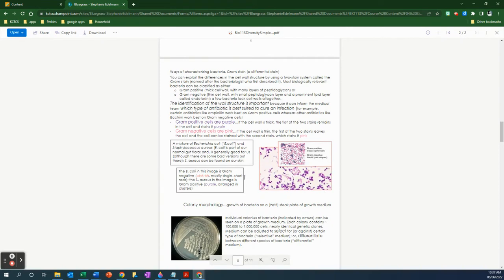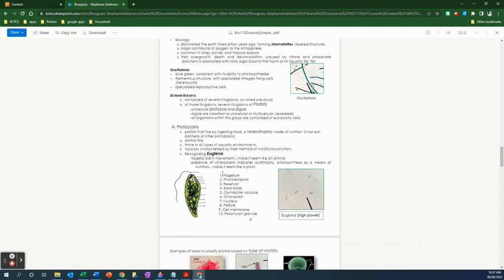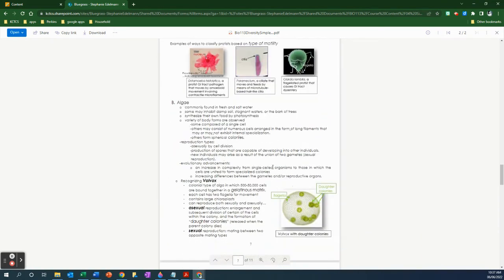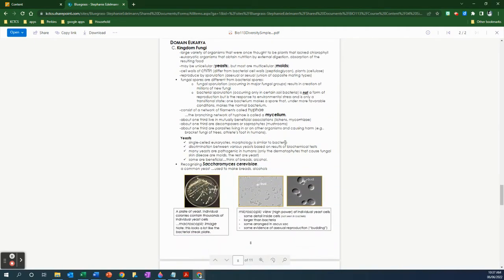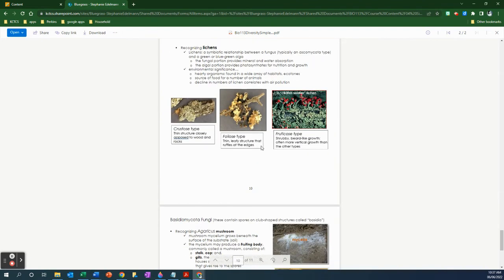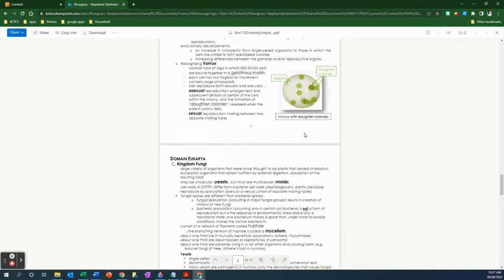We've got to talk about the gram stain. There's a Labster activity having to do with the gram stain. And then we're going to look at different types of bacteria. There's oscillatoria, cyanobacteria, and then we're going to get to eukarya. I'm going to talk about algae, and then fungi. Yeah, so this is just the lab handout.